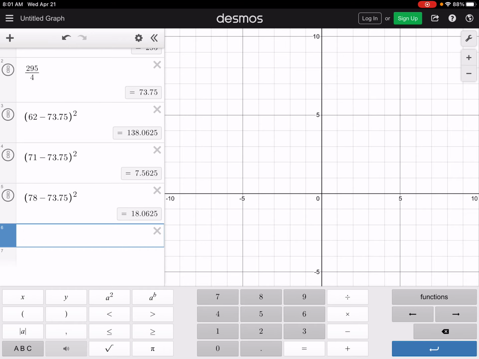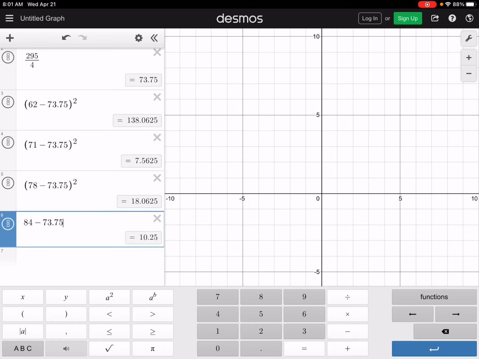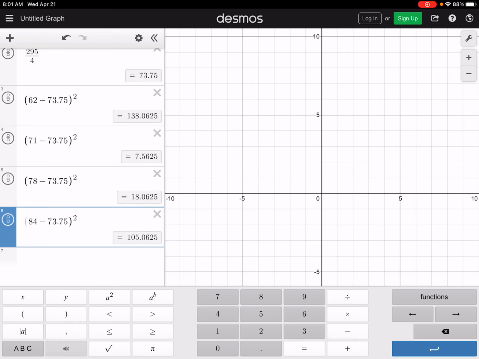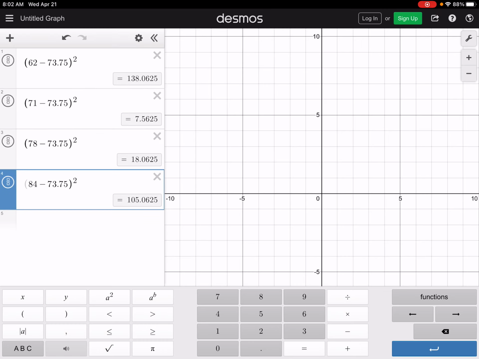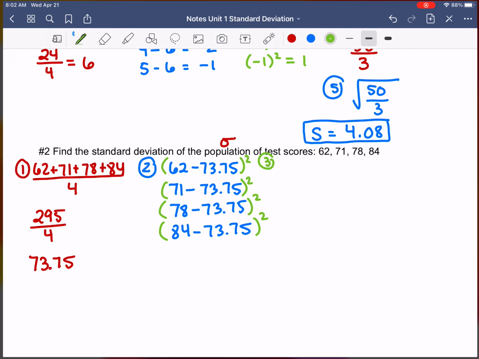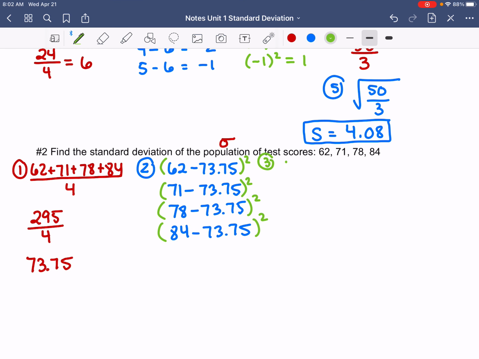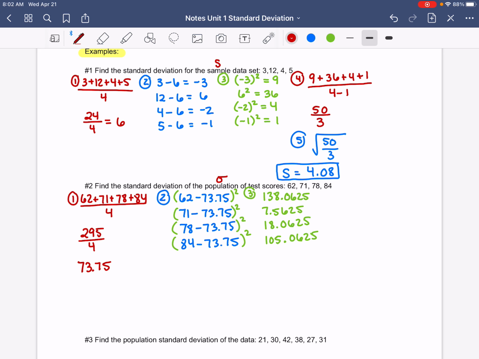And my last data piece, 84 minus 73.75, and square it. So these 4 numbers are the ones that I'm going to write down. Okay. So that was 138.0625, 7.5625, 18.0625, and 105.0625.